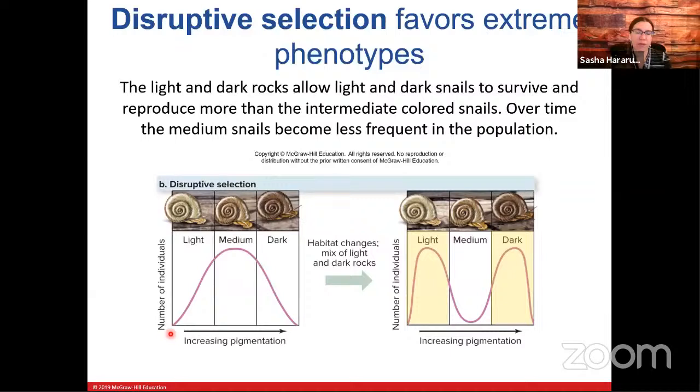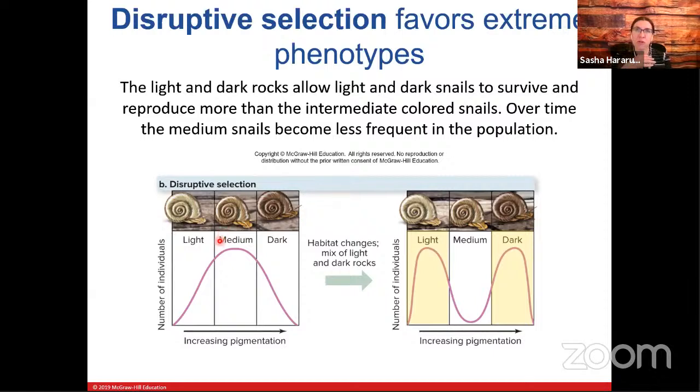The graph here shows the frequency of the color of a snail's shell. On the x-axis is again some metric of color, which goes from lighter color to dark color as the axis moves to the right. And the y-axis is the number of individuals. Some lower number of individuals will have light color, some lower number of individuals have dark color, and the highest number of individuals will have the medium color that would match the pebbles.